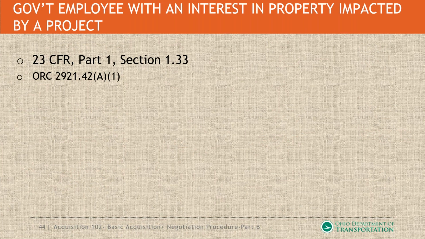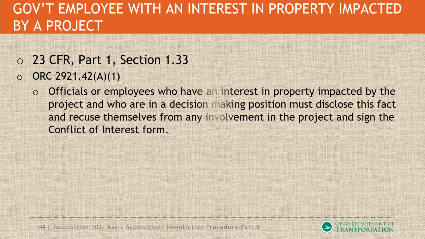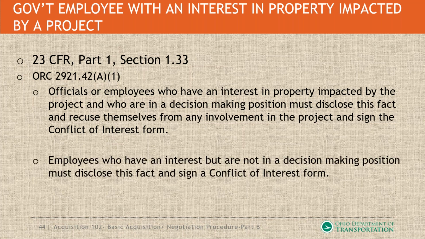Okay, government employees with an interest in the property impacted by a project. This is out of 23 CFR Part 1, Section 1.33, and out of Ohio Revised Code 2921.42(A)(1). Officials or employees who have an interest in the property impacted by the project and who are in a decision-making position must disclose this fact, recuse themselves from any involvement in the project, and sign a conflict of interest form. Employees who have an interest but are not in a decision-making position must disclose this fact and sign a conflict of interest form. Two different levels.